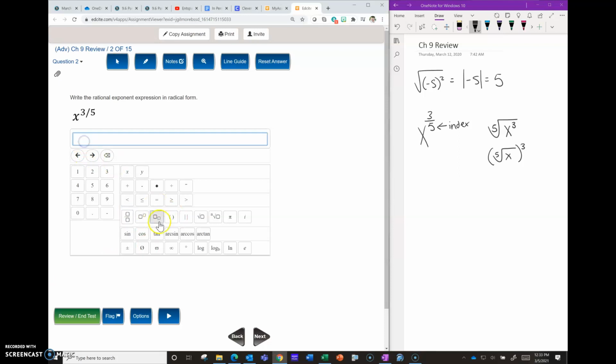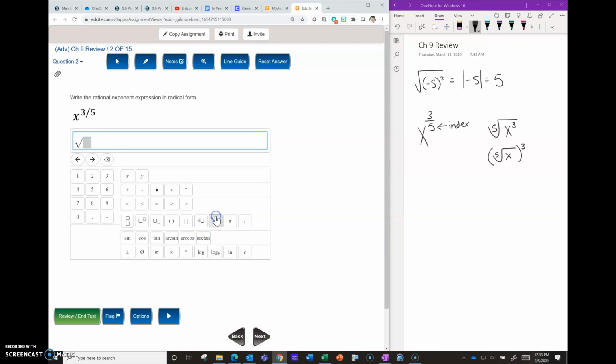So to type this in, there's a square root button. There's also an nth root button. You want to click the nth root and then make the index 5, and then underneath the radical put the x and then raise it to the 3rd. And when you're done, it should look like what your paper looks like, kind of.